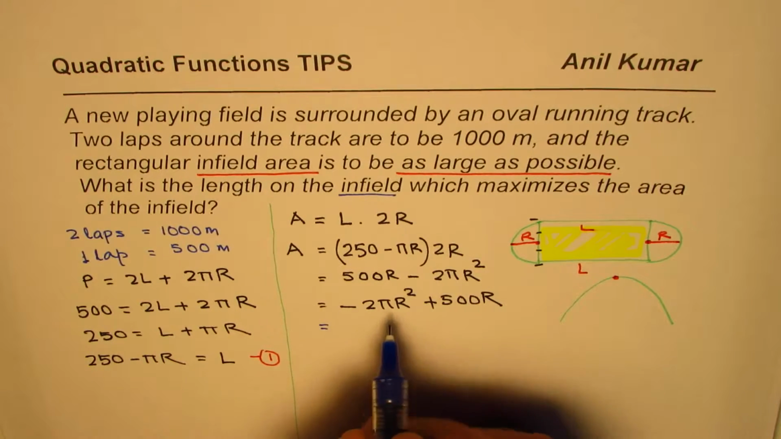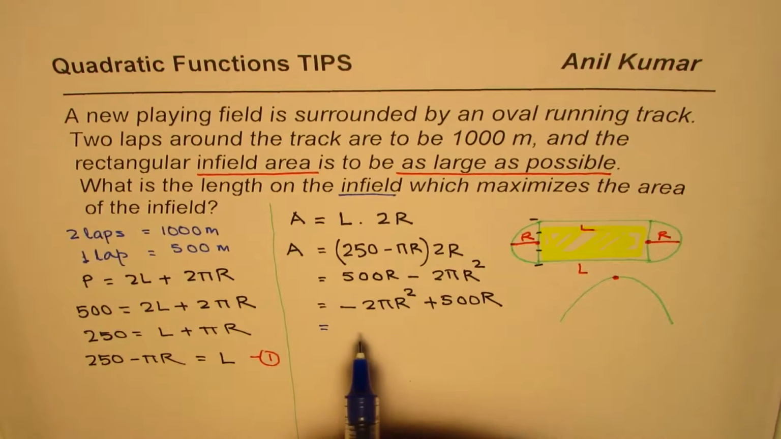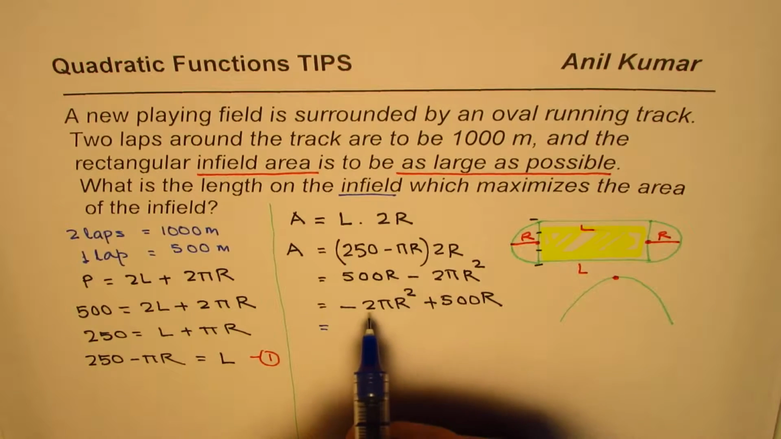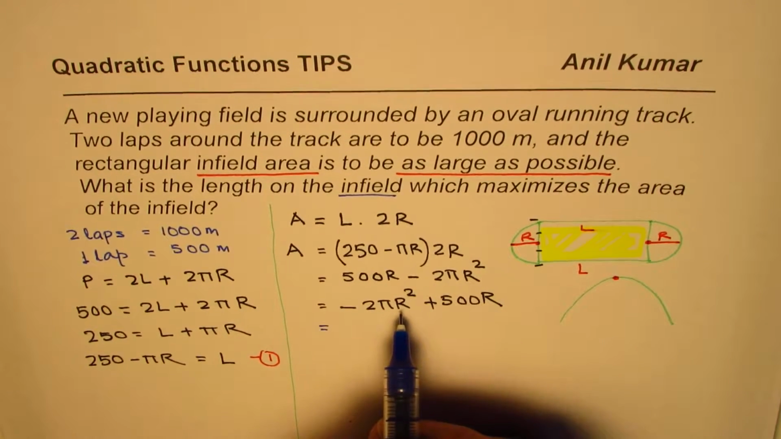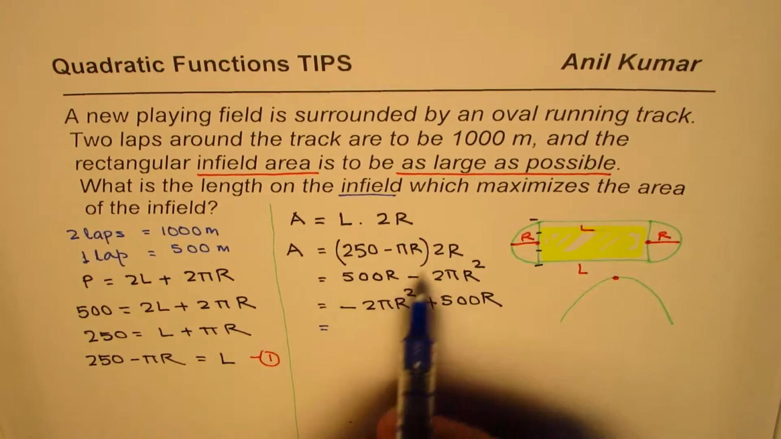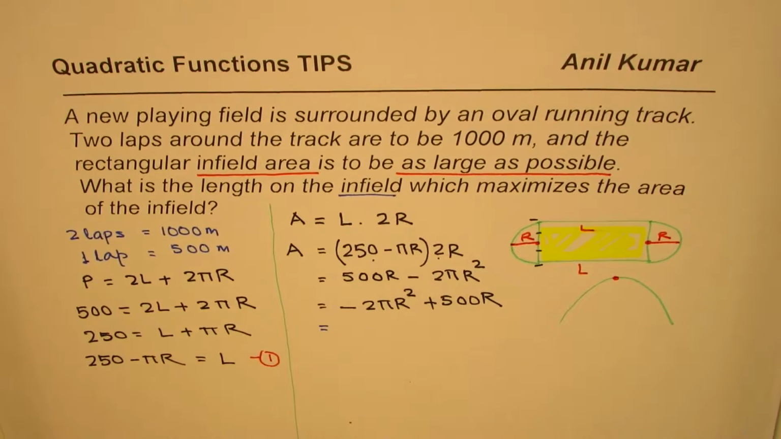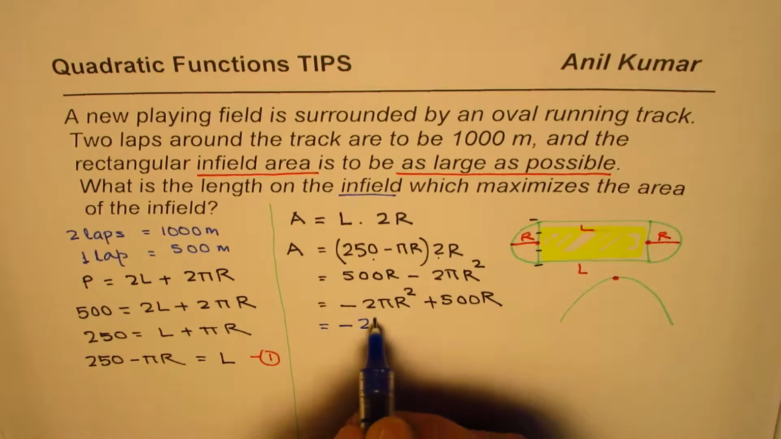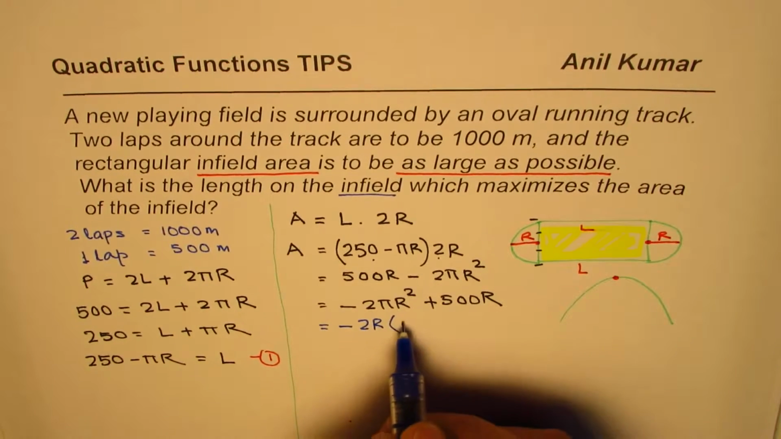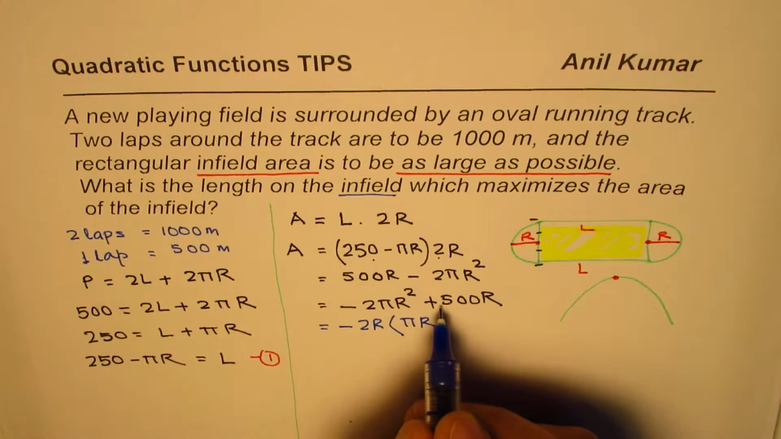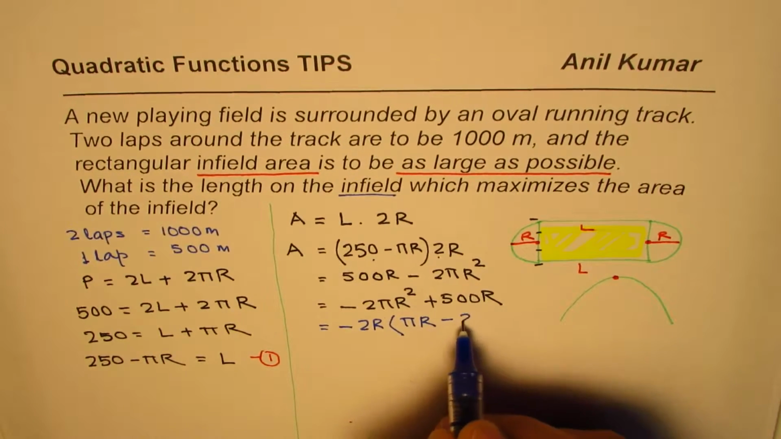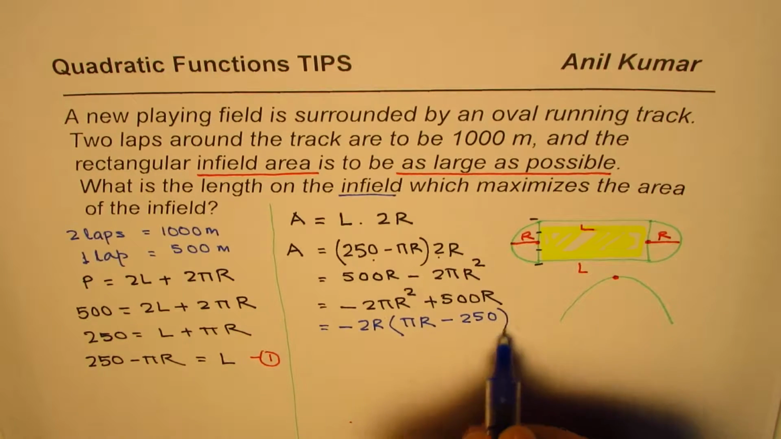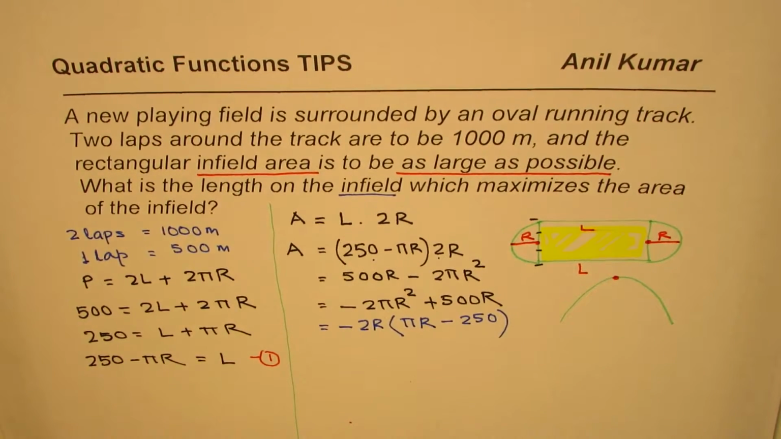So when we factor this, coming back to the same equation, 2 is common and r is common. In fact, we'll use the same equation, right? So we are coming back to this equation. Once we factor, we get minus 2r as common factor. In that case, we get pi r. Dividing by 2, we get minus 250, right? So we kind of interchange this position.